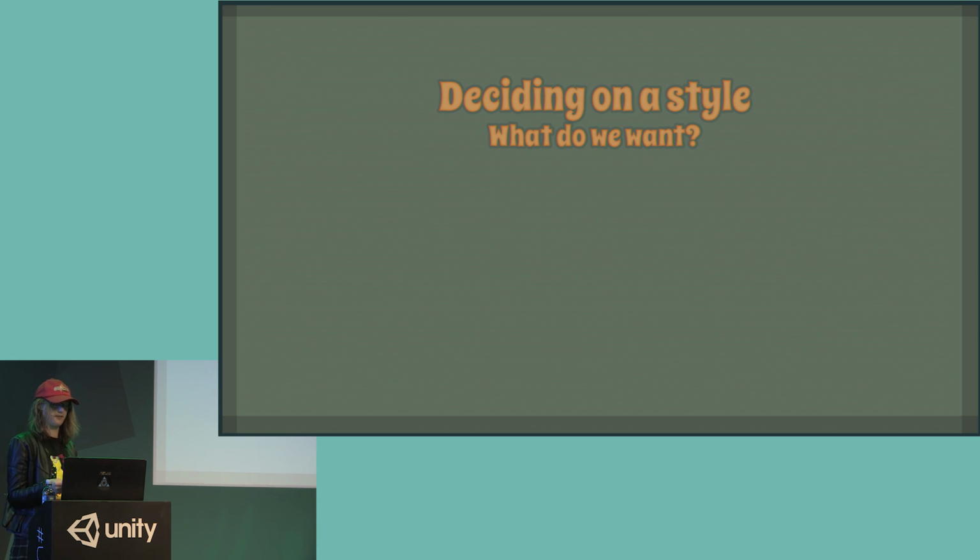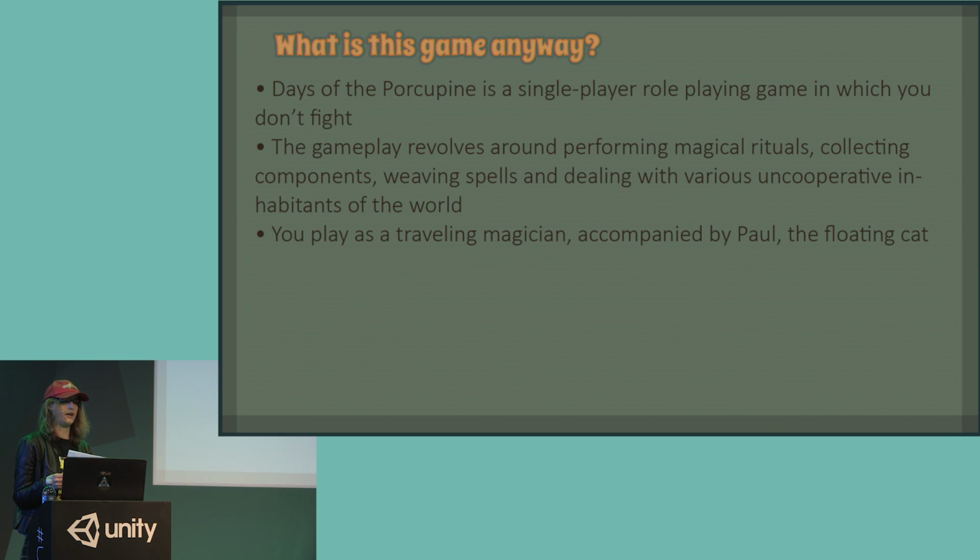So for deciding on a style, at first, I got to think about what kind of game am I making. So I should explain that to you. The game that I'm making is a single-player RPG in which you play a magician and you don't fight, but instead you use magic and magic rituals to get ahead in the story. And the world itself is supposed to be fairly friendly and mystical and kind of a fun place for the player to explore and to get lost in.